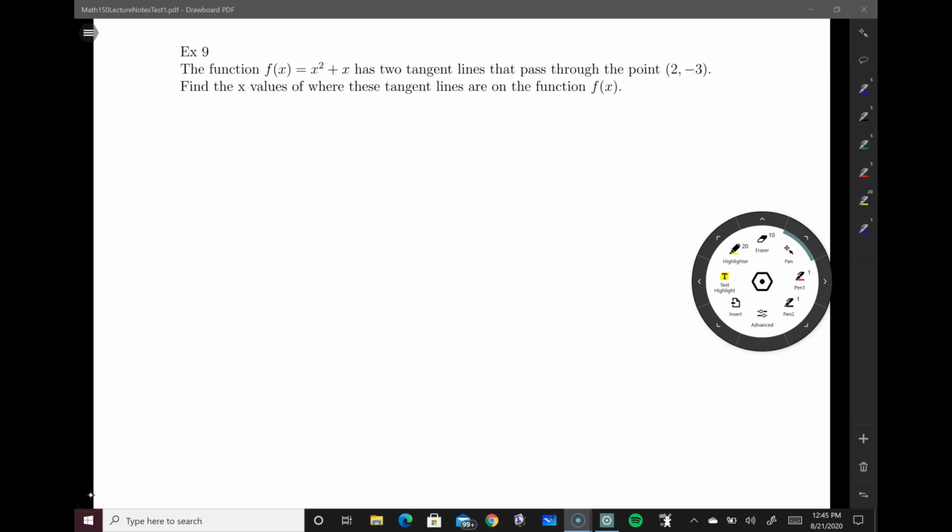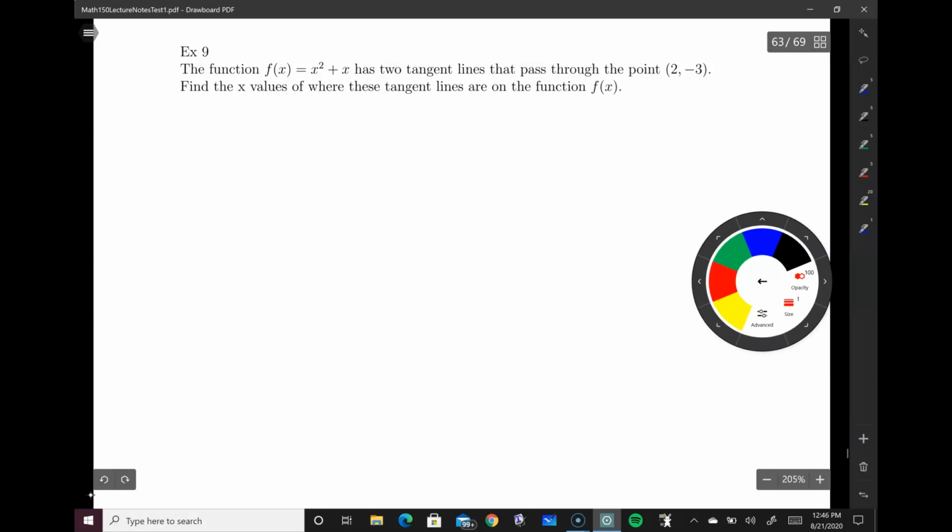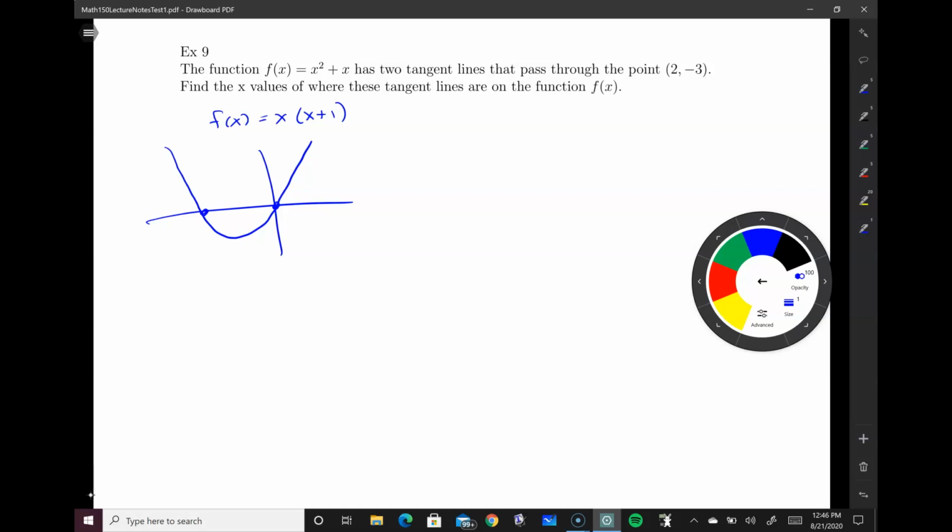All right, so here we have a function, x squared plus x. To get a little bit of a picture here, you know that this is an upward facing parabola, so it would cross at 0 and at -1, right? So it looks something like that. Not that you have to have a picture, but why not have a little bit of a picture to see what's going on? Okay, so there's two tangent lines.